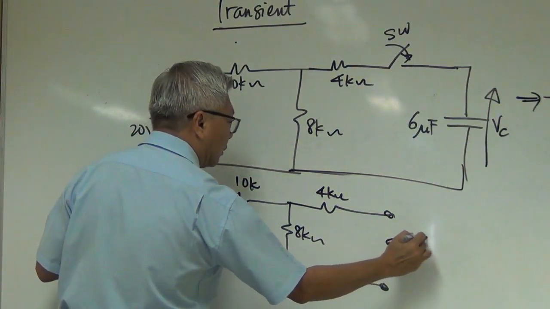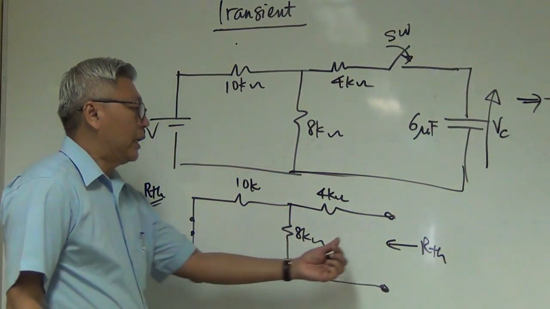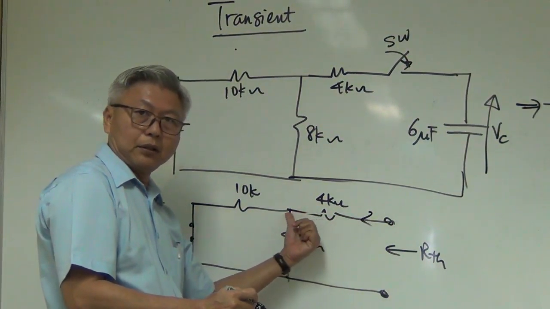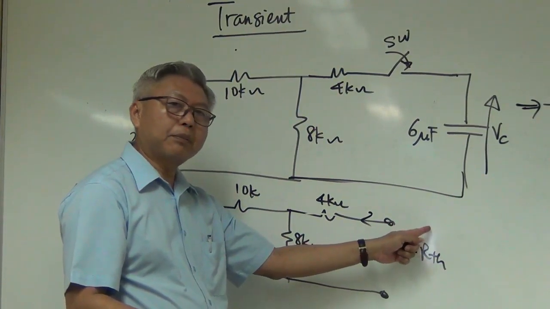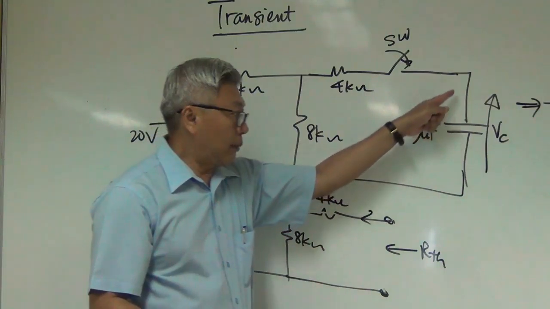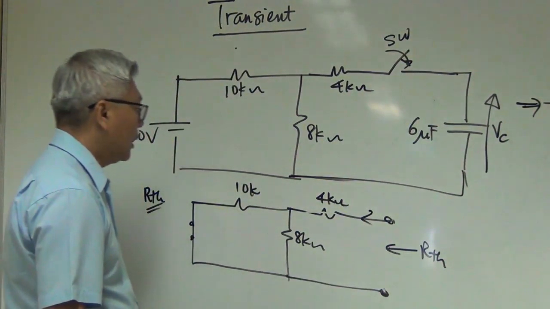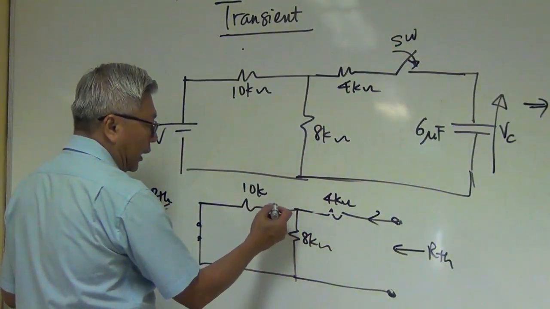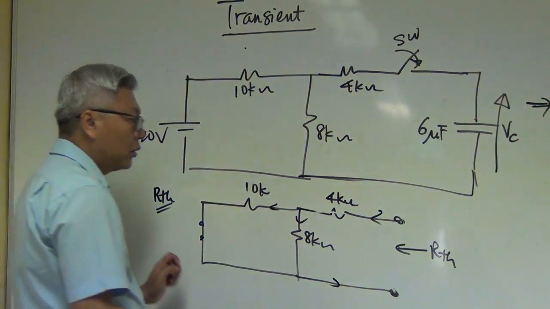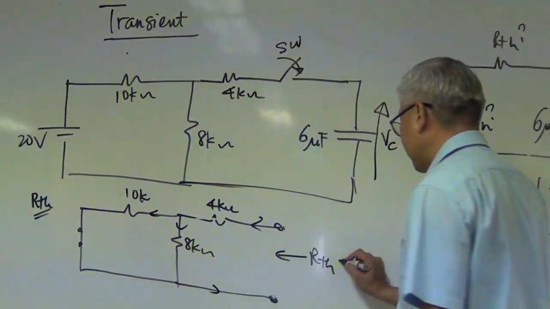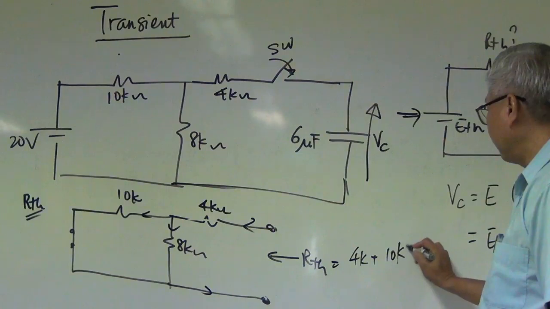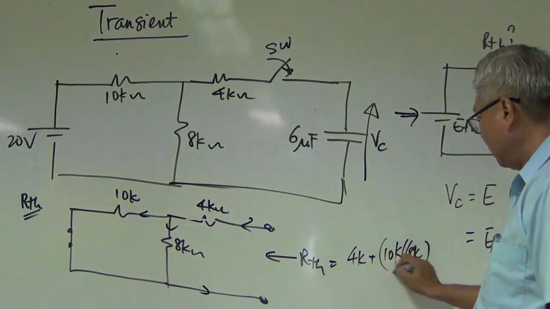And then you ask yourself, what is the total resistance from this side? In other words, you're injecting current. Assuming that there's a power supply outside, and then you inject. Where is the terminal that you want to remove? It is the capacitor terminal. Okay? Now, the current goes into the 4K and then splits into two currents and comes back again. So the terminating resistance is equal to 4 kilo ohm plus 10 kilo ohm parallel with 8 kilo ohm.